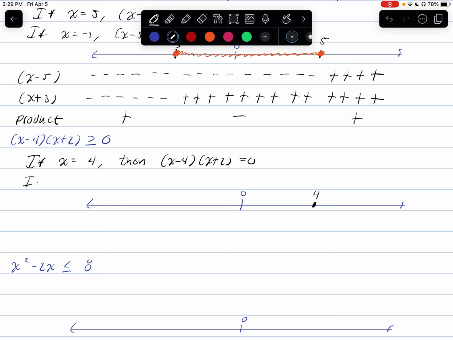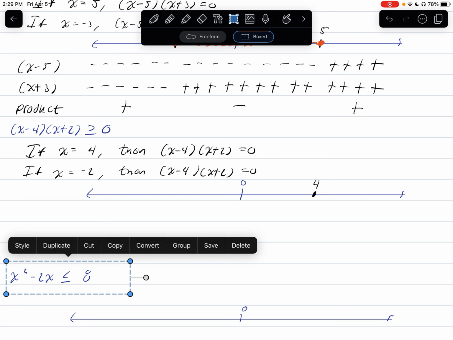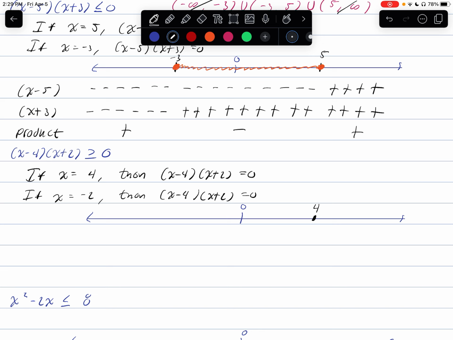And then if x is equal to negative 2, then it's the same thing. x minus 4 times x plus 2 is equal to 0. Let's give this one some more space here. Okay, so our intervals of interest are going to be, let me change this to a dash here.